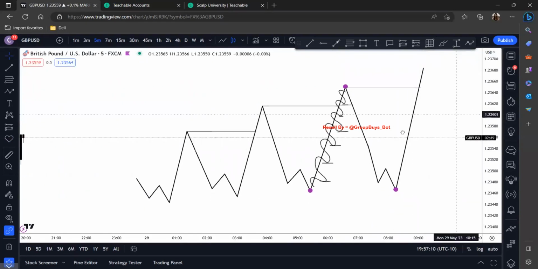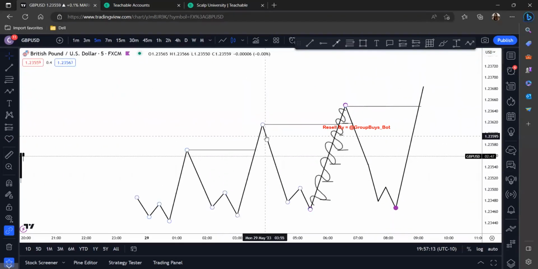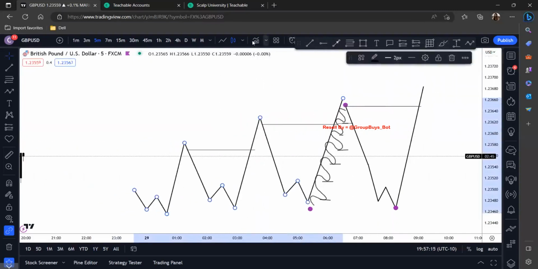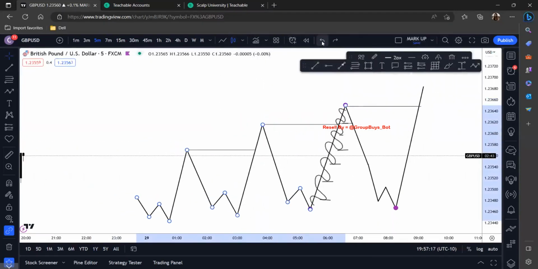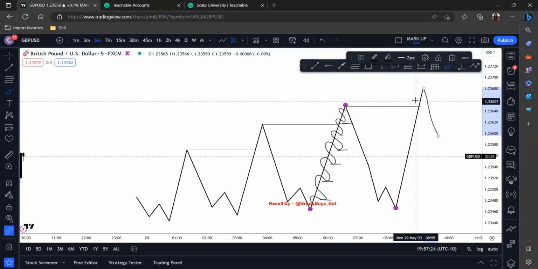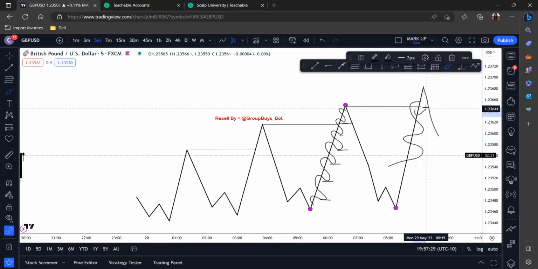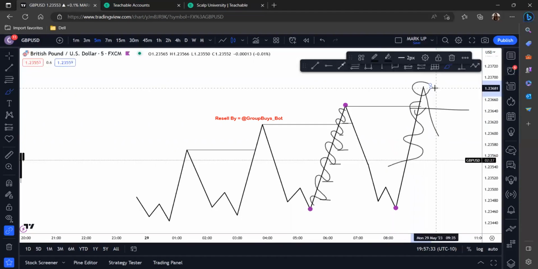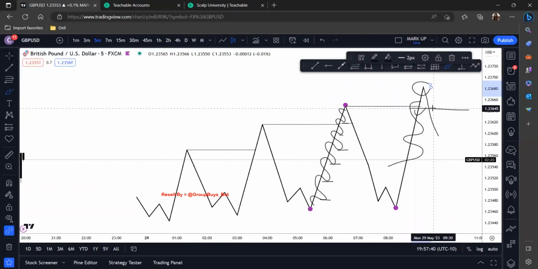And we don't have a high yet. We only have a high once price breaks a swing low in the opposite direction. Only then do we have a new high. Okay, so I hope that's clear. The only way we can have a new high is if we break a swing low in the opposite direction, and that will be our new trading range.